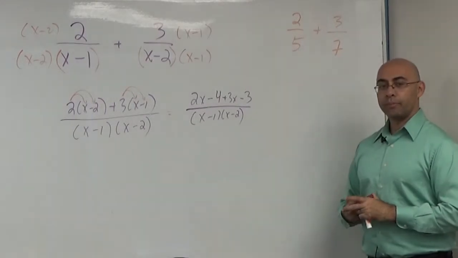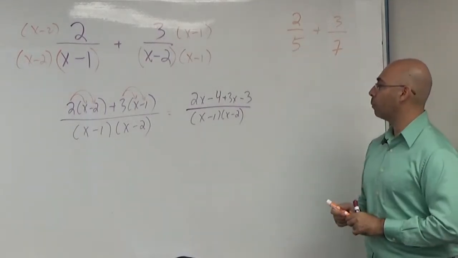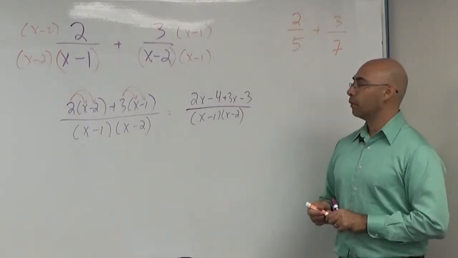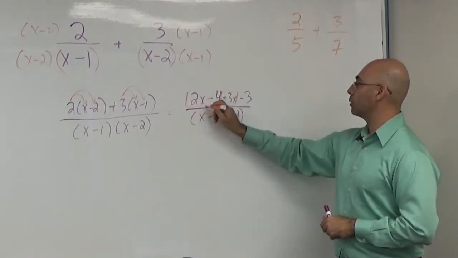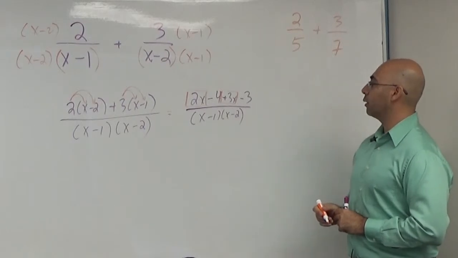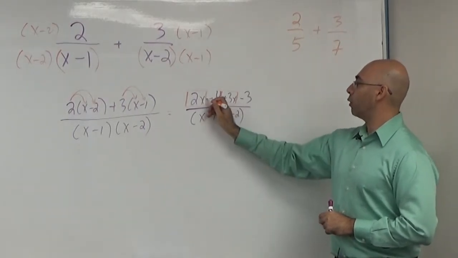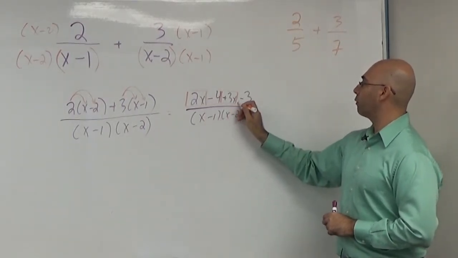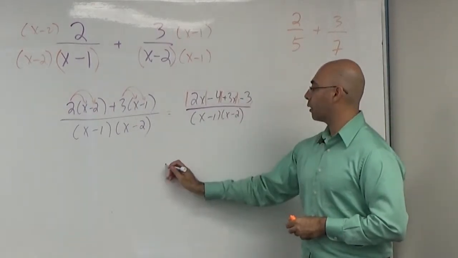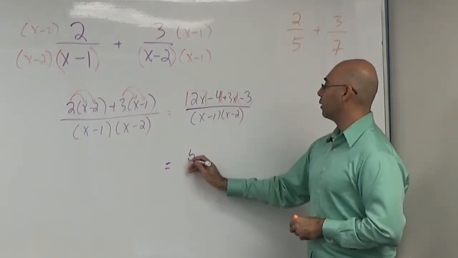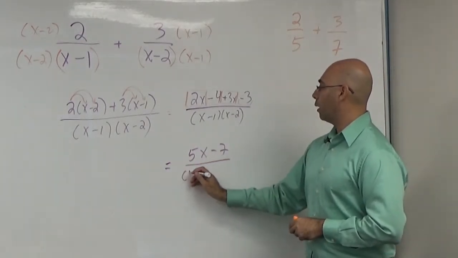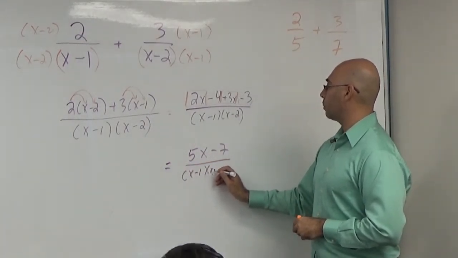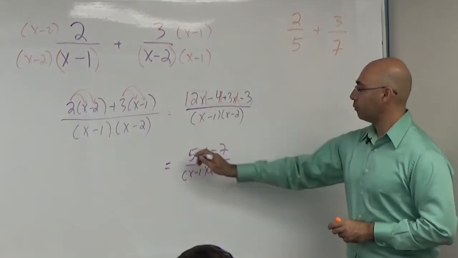Now what can I do? I can combine. What can I combine? I combine this positive 3x with this positive 2x. What else can I combine? The negative 4 with the negative 3. So I think my final answer is 5x minus 7 is on top. X minus 1 times x minus 2 is on the bottom. And I'm done.